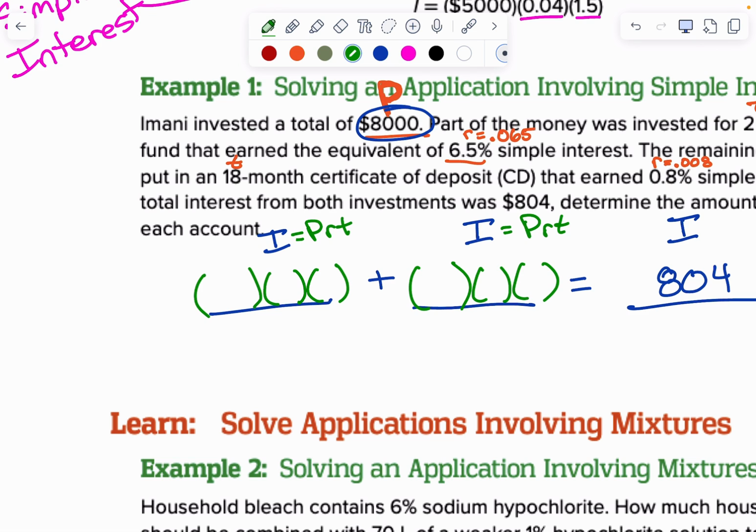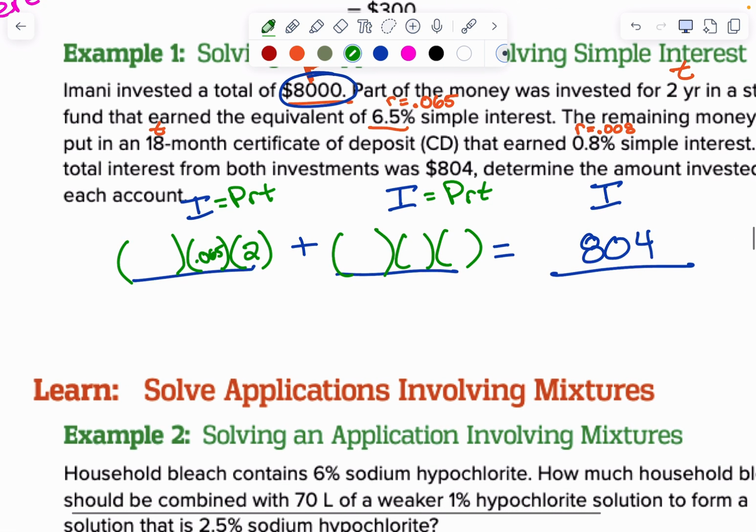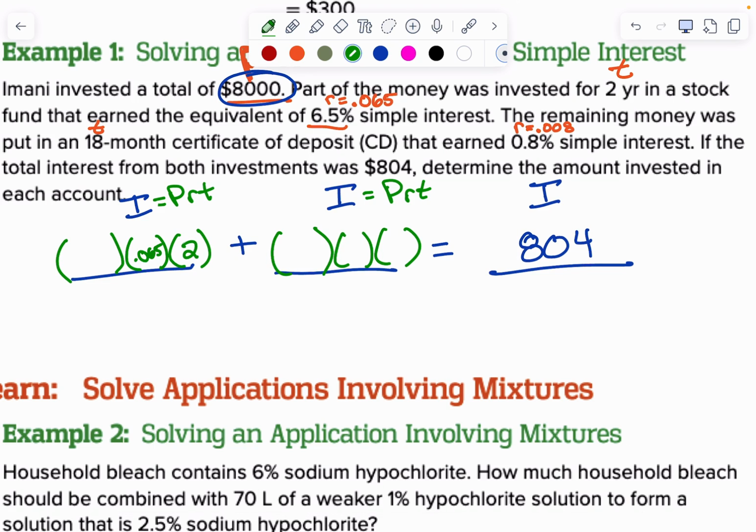Got it? The first one is going in for 2 years, so my time is going to be 2 at 0.065. Do you see how that works? Principal, rate, time: I put 0.065, 2 years. Why don't we make the 18 months into years? What's 18 months in years? 1.5. Correct. We do need to put them in the same units, but I would rather have them in years first. So 1.5 years is the second one at 0.008.